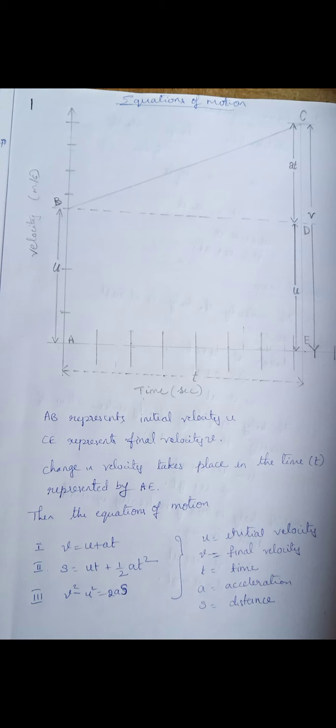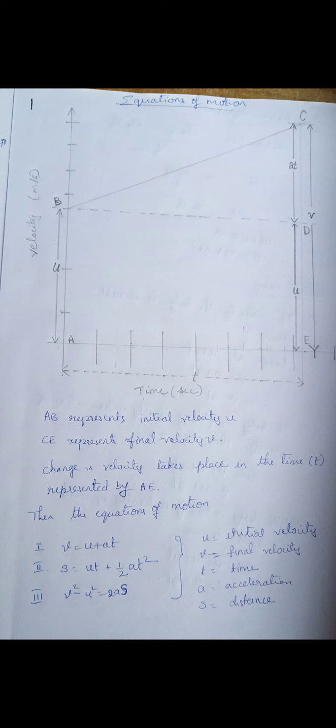Today we are going to discuss equations of motion and how to prove that. In your textbook, page number 49 and unit number 3. For these equations of motion, I am giving a related figure here. In this figure, AB represents initial velocity u and CE represents final velocity v, and the velocity is changing from u to v. Then change in velocity takes place in the time t represented by AE.